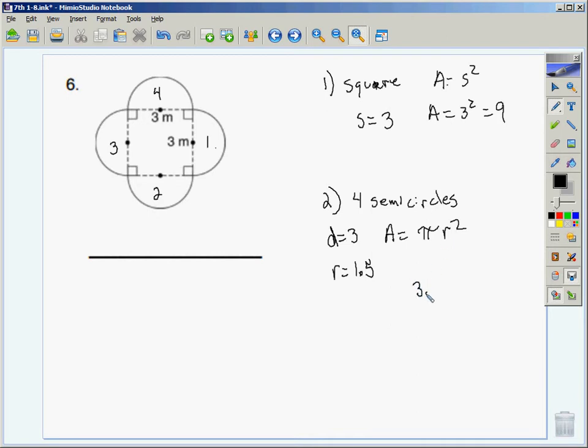So I'm going to take 3.14 times 1.5 times 1.5. Remember that when I do that, it would give me 2 of the 4 semicircles, wouldn't it? Because if I put 2 semicircles together, it gives me a whole circle. When I get this answer, what am I going to have to multiply it by? I'm going to have to multiply it by 2 so that I can get the other 2 semicircles that were in this figure. Okay. So, if I multiply that out, 3.14 times 1.5 times 1.5 times 2.